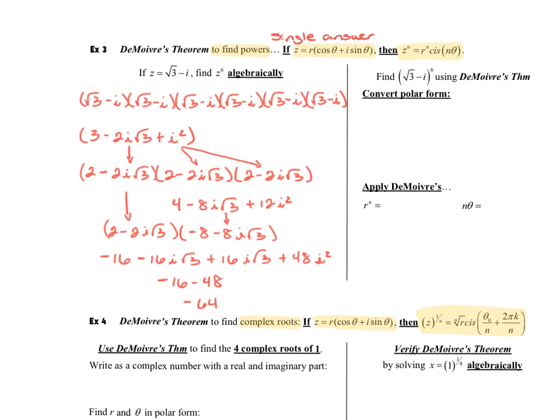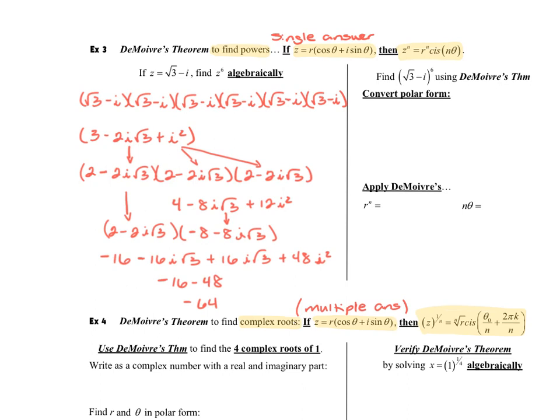That's it. When you are finding roots, you will always have multiple answers, because you're finding multiple roots. So keep that in mind. I can't ask you to find complex roots and you give me a single answer. You will have to have as many roots as I ask you to find.